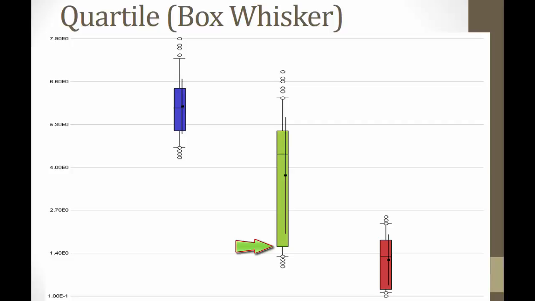25% of your data points will be below quartile 1, 50% below quartile 2, and 75% below quartile 3. Quartile 1 and quartile 3 are the edges of the box. Quartile 2 is indicated by a cross line within the box. The mean is that dot within the box. And those empty dots or circles are your outliers. And these are statistical outliers.